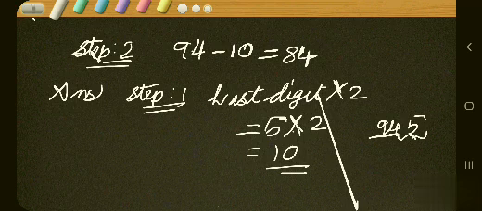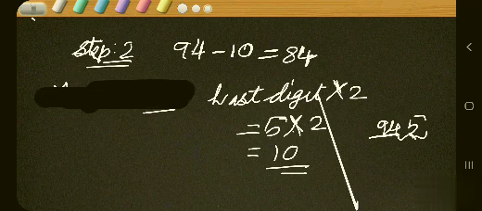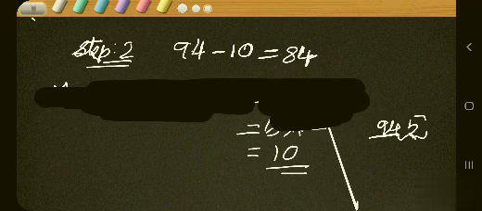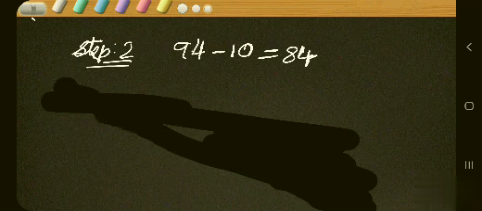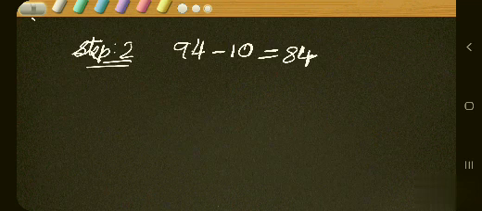94 minus 10 equal to 84. Okay. Is 84 divisible by 7? How can we check? 84 is greater than 70, isn't it? This is a very important step. 84 is greater than 70. So in one step, directly we don't know whether 84 is divisible by 7 or not. So what we have to do is repeat the same once again. Repeat the same. Very important.